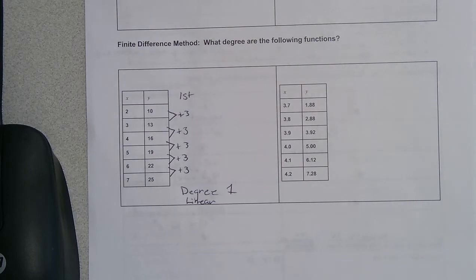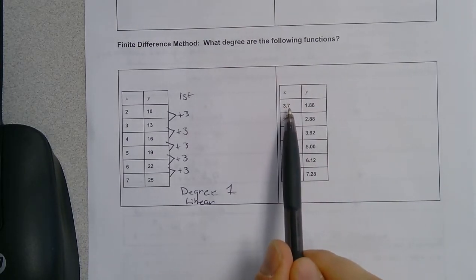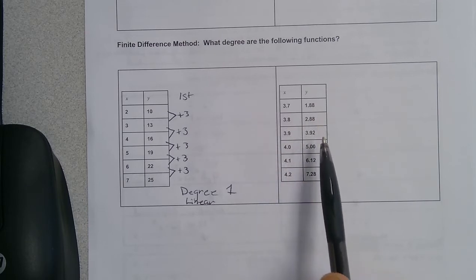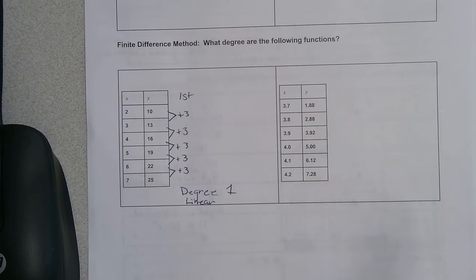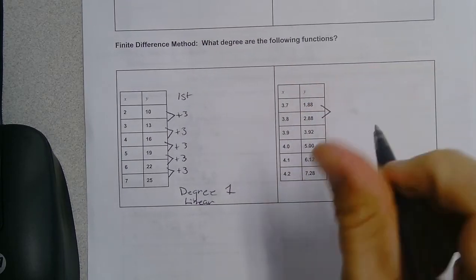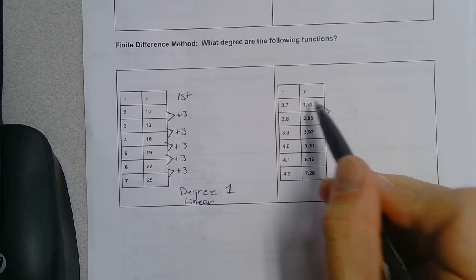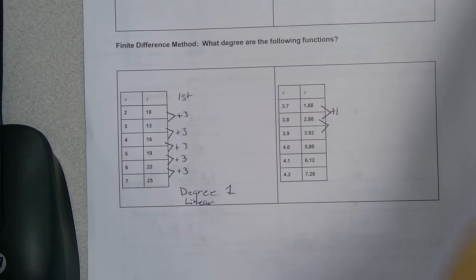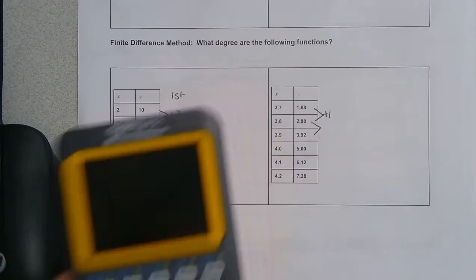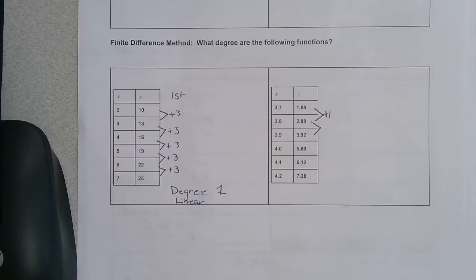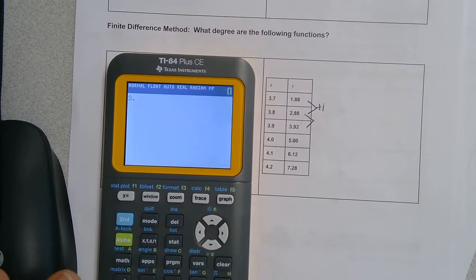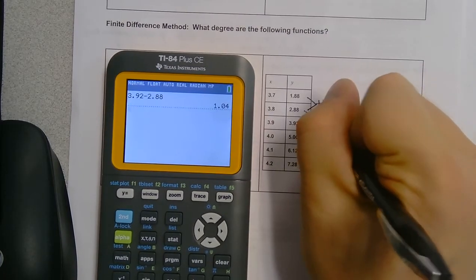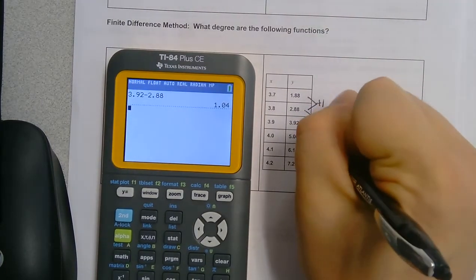So sometimes it's not that easy. In the next problem, x is counting up by 0.1, and the y numbers are counting up by a different amount. If I find my difference here, I can go 2.88 minus 1.88, which is adding 1. And then here, 3.92 minus 2.88. You can use a calculator if you need to. And I see that I'm adding 1.04.